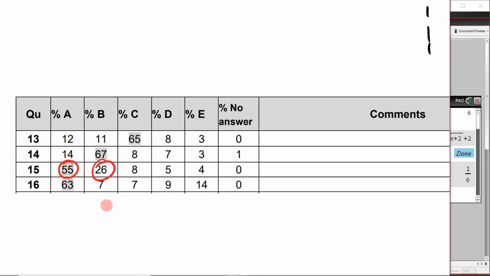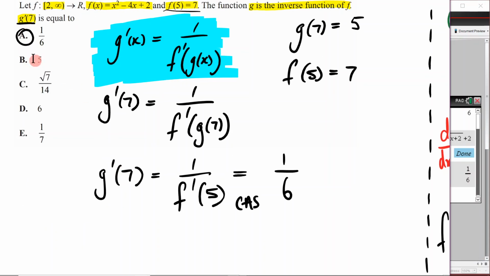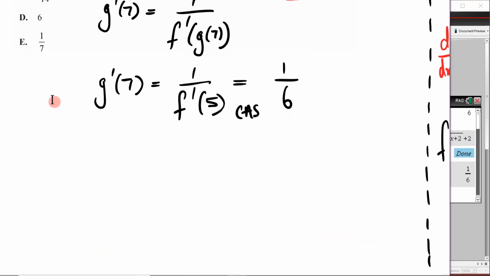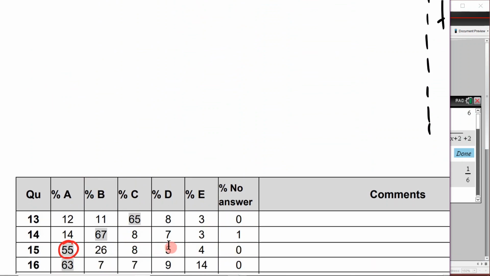The next one that a lot of people thought was B. Why did people think it was B? 5. Why on earth would they think it's 5? I think the reason is they read this and went, well, f of 5 is equal to 7, this right here. And then they probably didn't take note of the fact that it's g prime of 7. So they just went, well, g of 7 is equal to 5, and then they went 5. They just thought it was a really straightforward inverse question, and they didn't consider the fact that we're considering derivatives. And the rest was pretty evenly split amongst the rest.